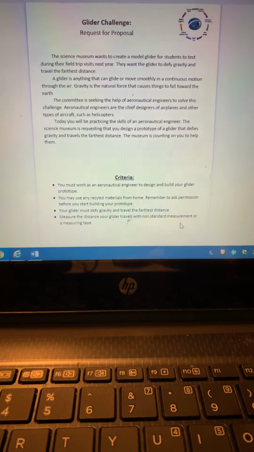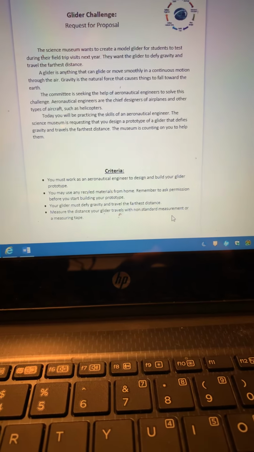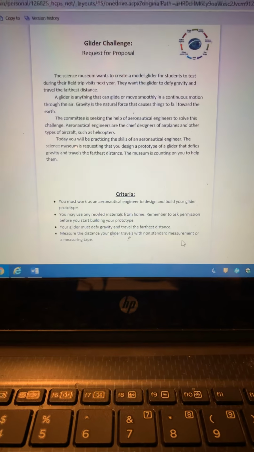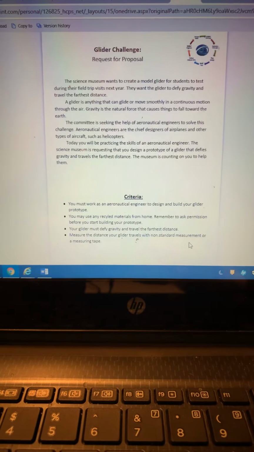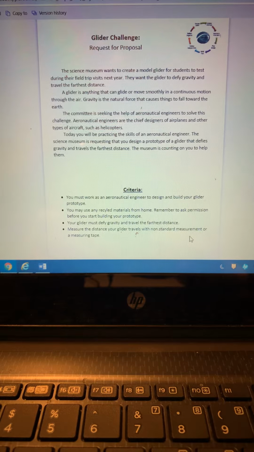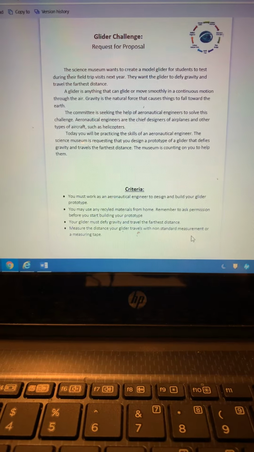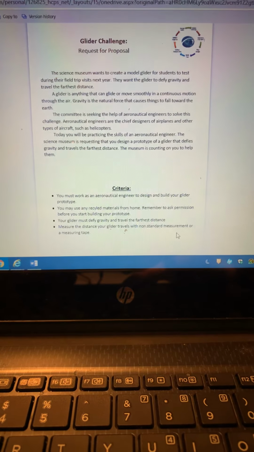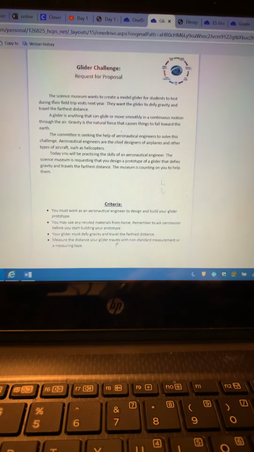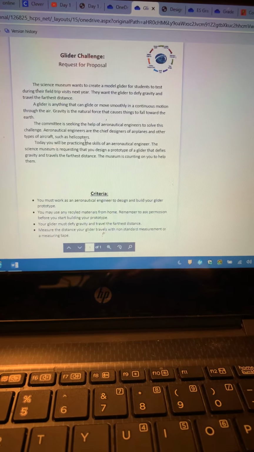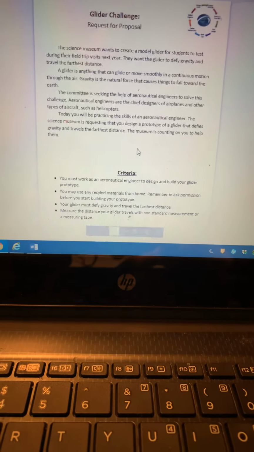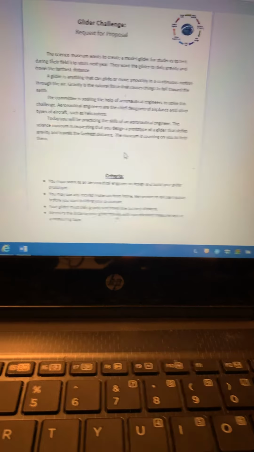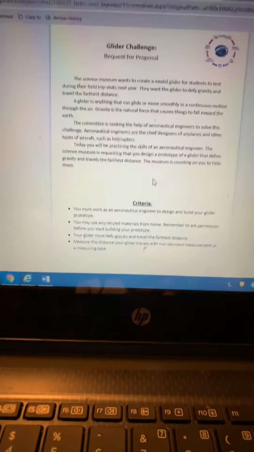Okay, so have fun. Design your glider that you think will defy gravity and travel the farthest. Remember, you're just drawing a picture of it on your planning sheet. Just draw a picture, label the materials that you think you're going to use, and then next Monday we will go into other things about our design.